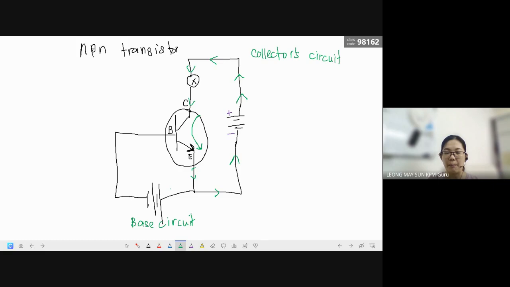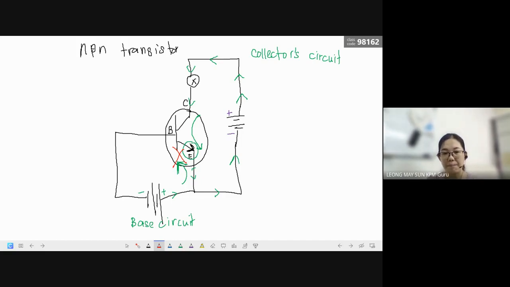Now we look at the base circuit. The right hand side is the longer line, so the right hand side is positive, the left hand side is negative. So for here, the base current moves from positive to negative. But when it goes through the transistor, the transistor's arrow is pointing downwards, but my arrow for the current is pointing upwards. Okay, so because these two directions clash, this transistor cannot function at all.